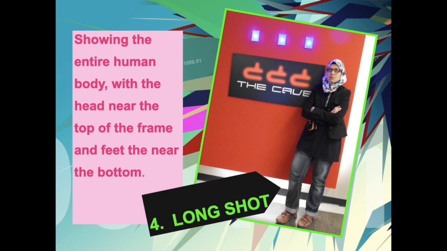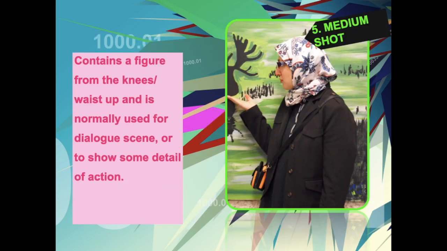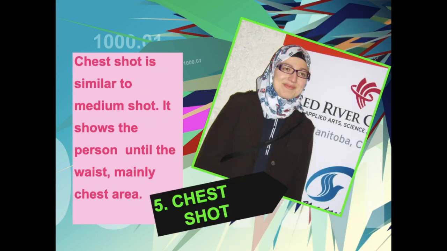Then there is the long shot. This shows the entire human body with the head near the top of the frame and the feet near the bottom. In addition to the long shot, there is the medium shot, which contains a figure from the knees or the waist up, and is normally used in a dialogue scene, when you're talking to each other, or to show some detail or action. In addition to that, you can use the chest shot. The chest shot is similar to the medium shot. It shows the person until the waist, mainly the chest area.